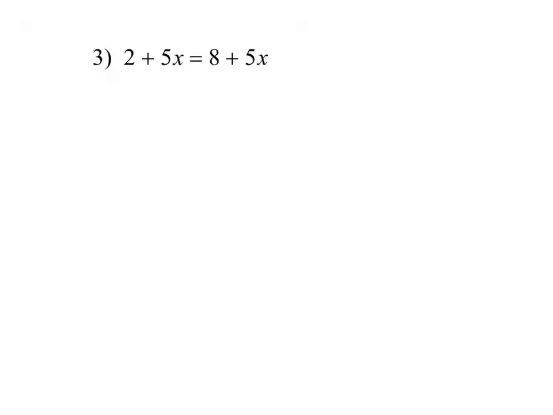The next one, I'm going to start by subtracting 5x on both sides. 5x minus 5x, so that means that this cancels out, that cancels out, and I have that 2 equals 8. And as we know, that's not true, so 2 is not equal to 8. So that means that this exercise has no solution.